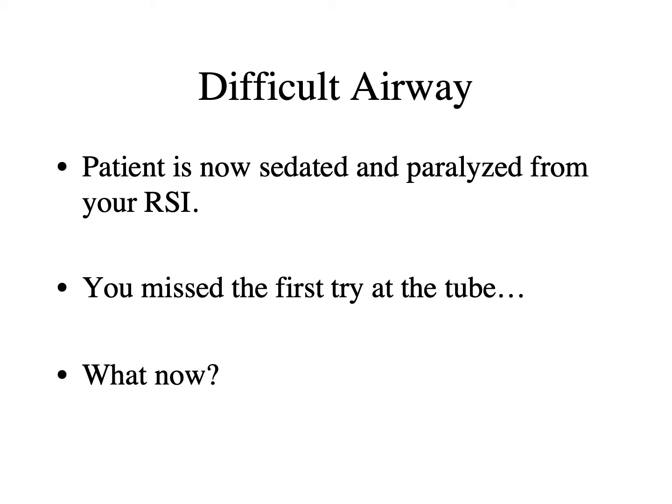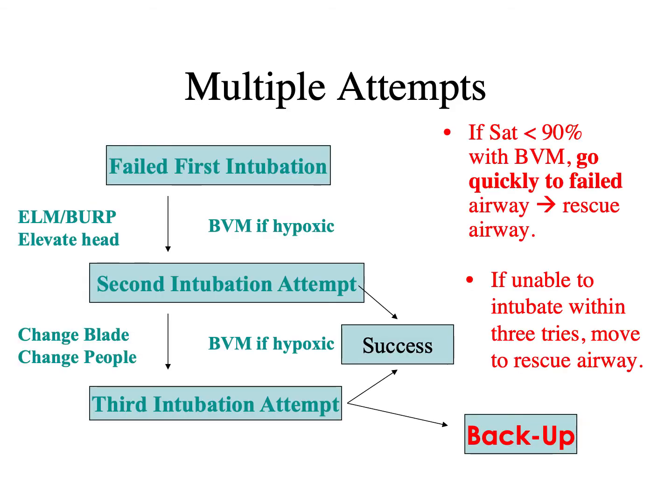So, difficult airway. Let's say that we are able to maintain 90% oxygen saturation. Your patient is sedated and paralyzed from your RSI. You missed the first try at the tube. Now what? You have gone in there with the laryngoscope. Let's say you're using your favorite Mac blade or Miller blade, whatever your flavor is. You tried a tube, and it just didn't work. So what are we going to do now?